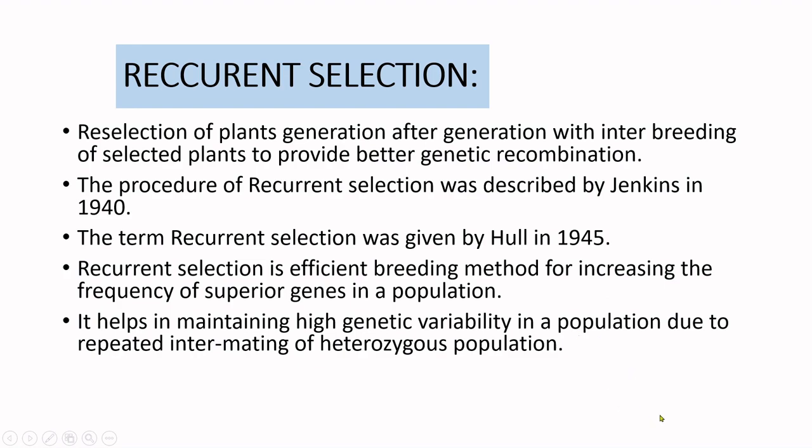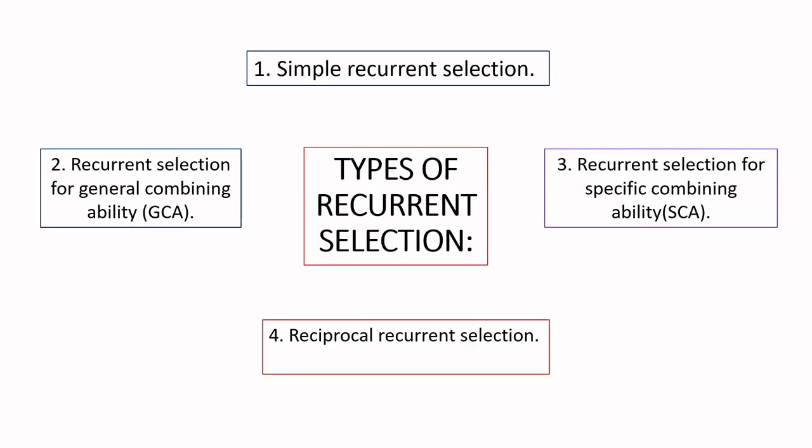Population improvement can be done once, or it can be repeated several times until you gain the desired genetic variations. So it says here that reselection of plants generation after generation, with interbreeding of selected plants to provide better genetic recombination. It was usually described by Jenkins in 1940. The term recurrent selection was given by Hull in 1945. Recurrent selection is an efficient breeding method for increasing the frequency of superior genes in a population. So these are all important for competitive exams.